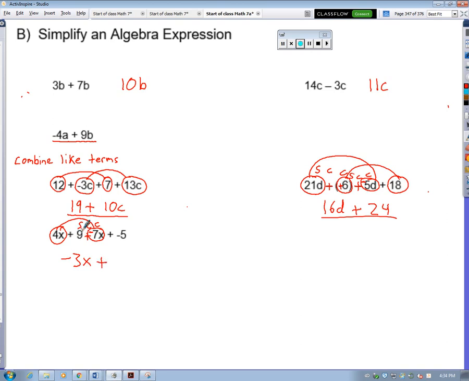Now I'm going to take care of my numbers here. I got 9 and negative 5. Combine those together. That just gives me 4. There's my answer for that one. Okay, that is simplifying algebra expressions.